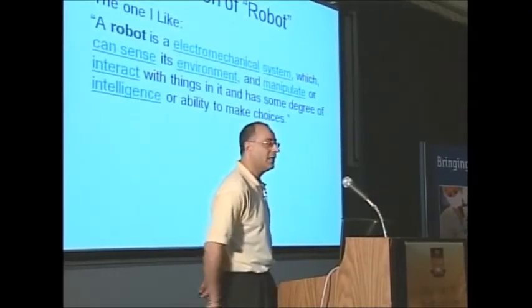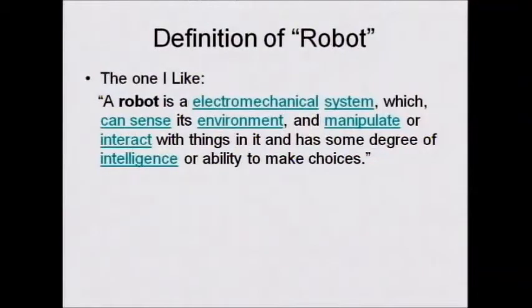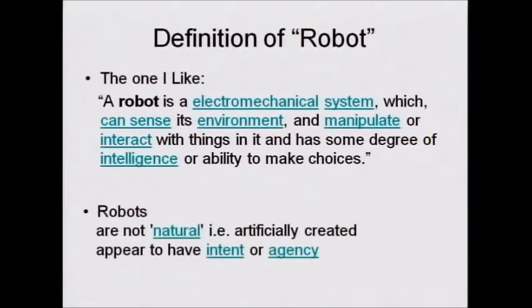The one I like, and I think some researchers also agree with me, is the definition that robots are electromechanical systems with two characteristics. The first is that they interact with the environment and manipulate the environment. And the second is that they have a certain degree of intelligence. They can actually make choices. I'm not saying they decide or make decisions, they make choices. You need to be sure that when you define something as a robot, it is not natural. So an insect, we cannot call a robot.